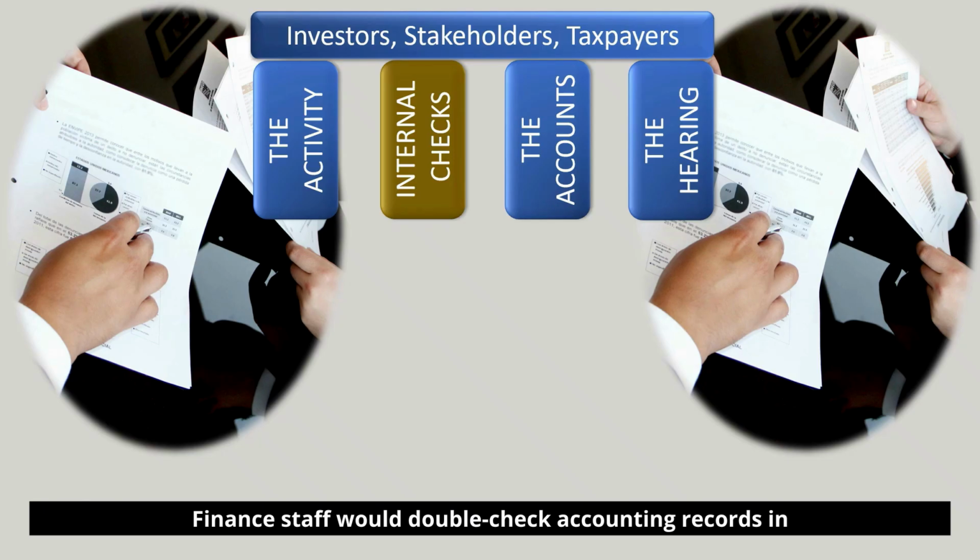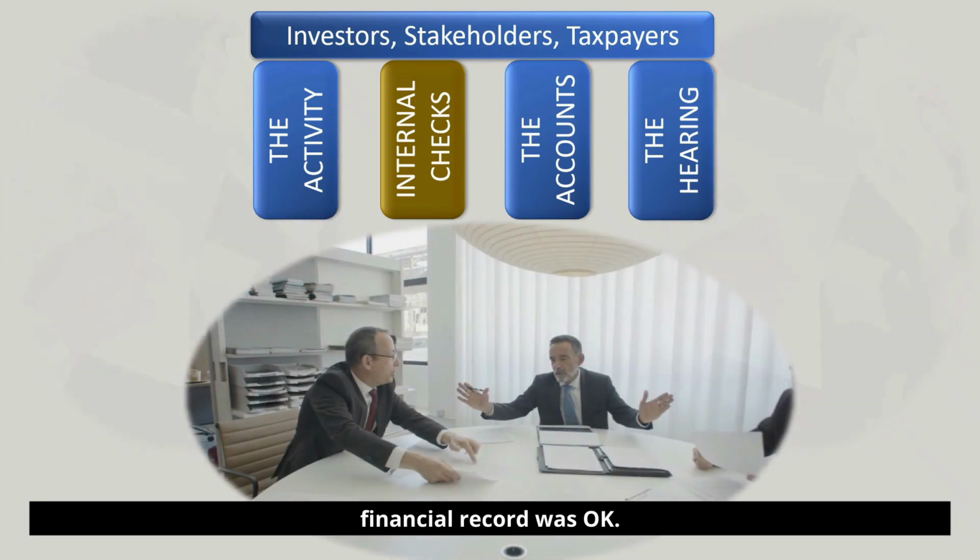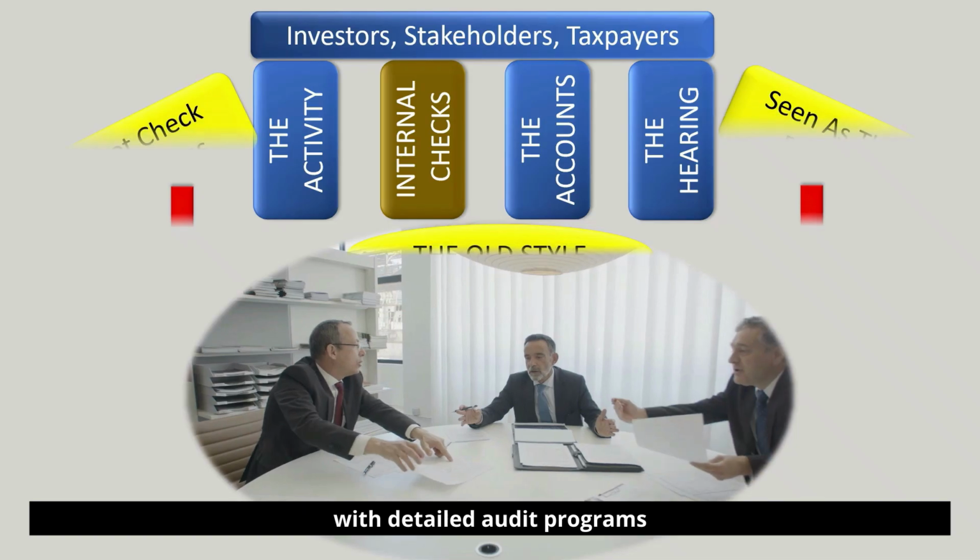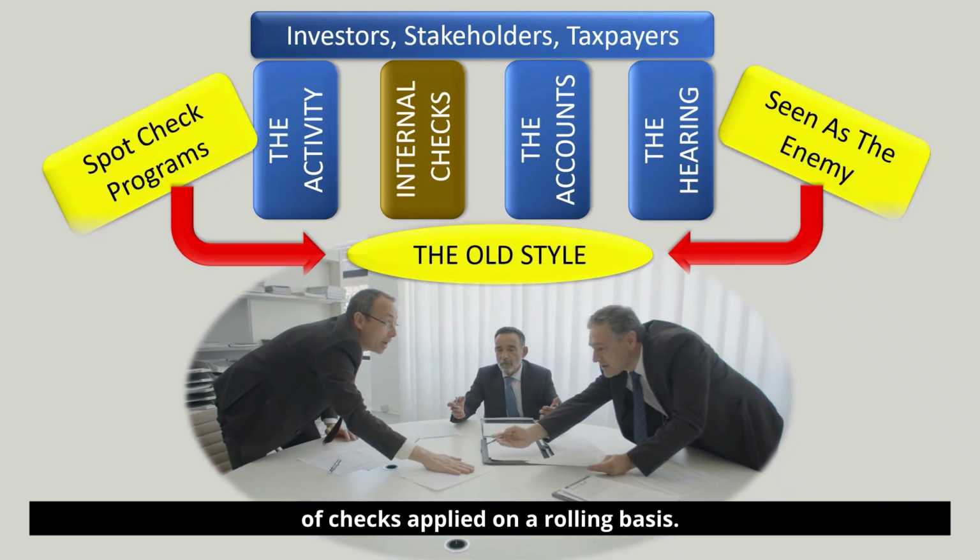Finance staff would double-check accounting records in head office and remote sites. Often a dedicated small team or just one person from accounts searched for errors and inconsistencies using the infamous green audit stamp to indicate that a financial record was okay. This evolved into small teams of in-house auditors, armed with detailed audit programs of checks applied on a rolling basis.